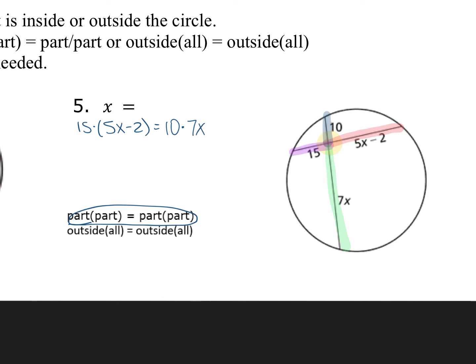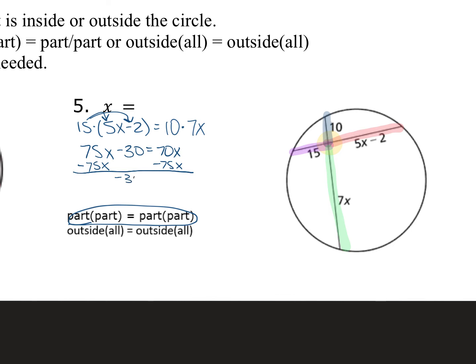So 10 times 7x. We have parentheses again, so we are going to distribute. 15 times 5x makes 75x, and 15 times negative 2 makes negative 30. On the right side, 10 times 7x makes 70x. Then we're going to start moving our x's around. We want all of our x's to be together, so we're going to move the 75x to the other side. There's a couple of ways we can do this, so if you thought you should move the 70x first, that would be fine as well.